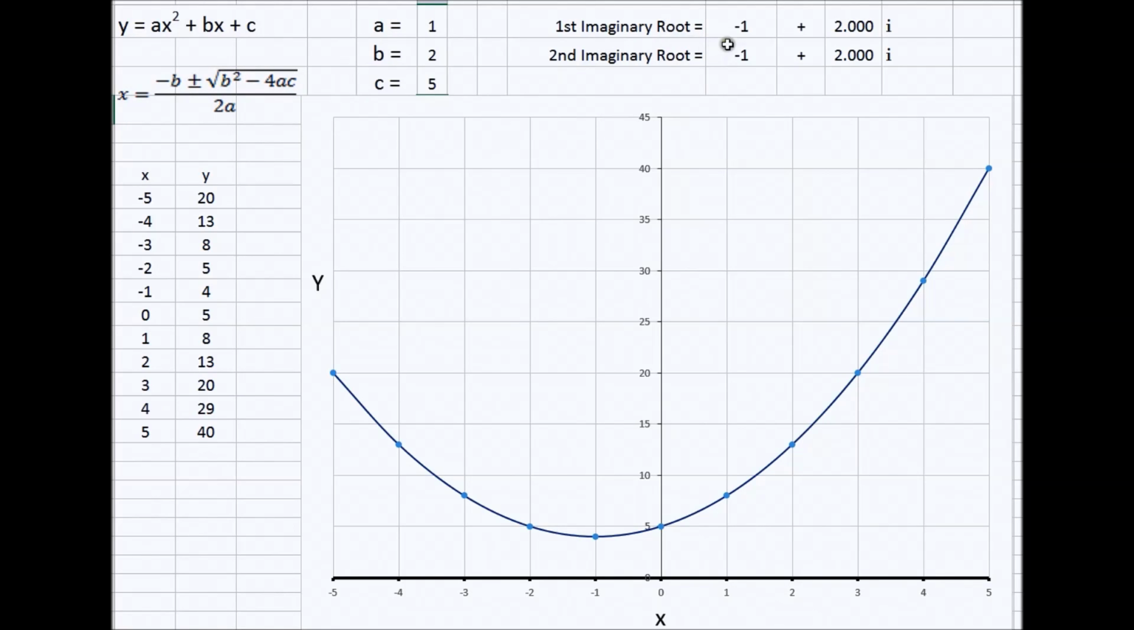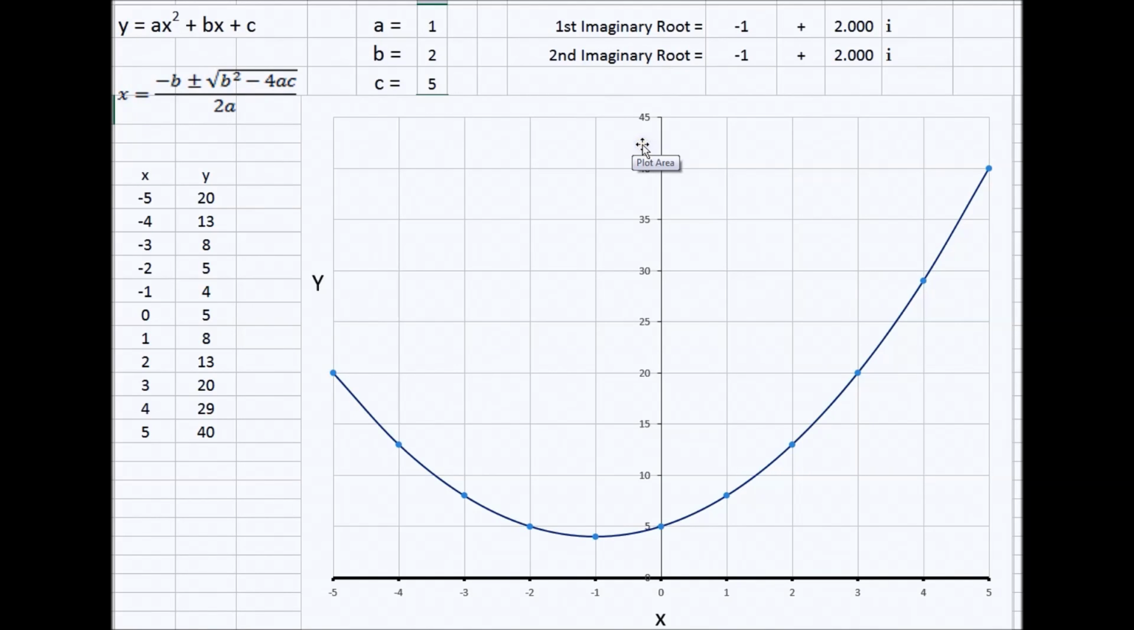So the first root is minus 1 plus 2i, and the second root is minus 1 plus 2i. I think it should be minus 2i. I think it should be minus. I'll have to check. I probably made a mistake in programming this.